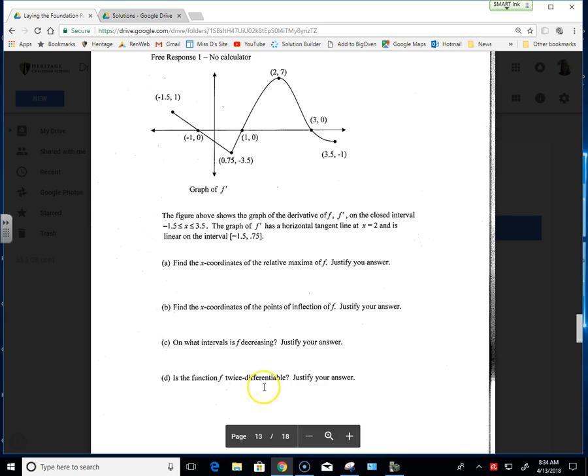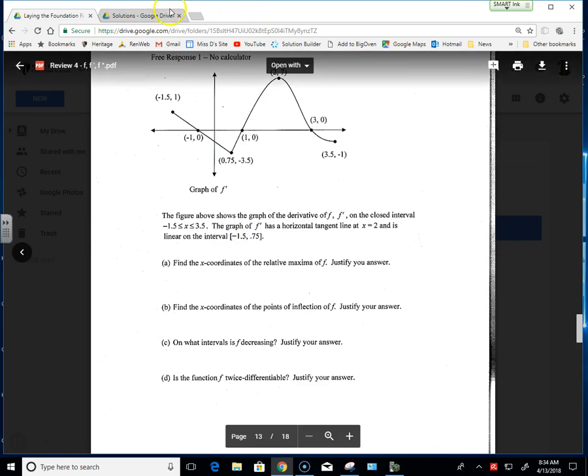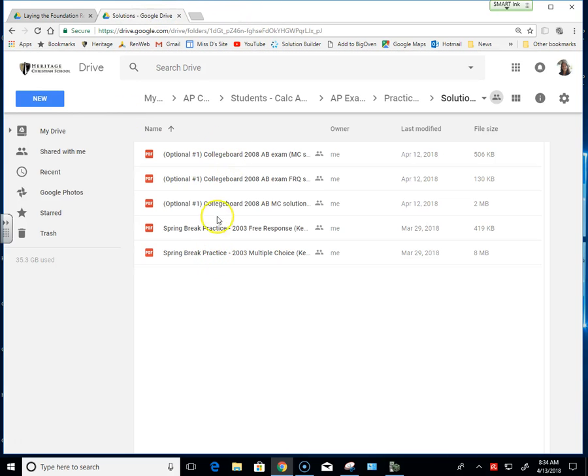Does that make sense? So you're not saying it's not anywhere. What you're saying is, oh, it fails once, so I cannot say twice differentiable, which means the second derivative exists for all values of x. Okay, so practice exam.